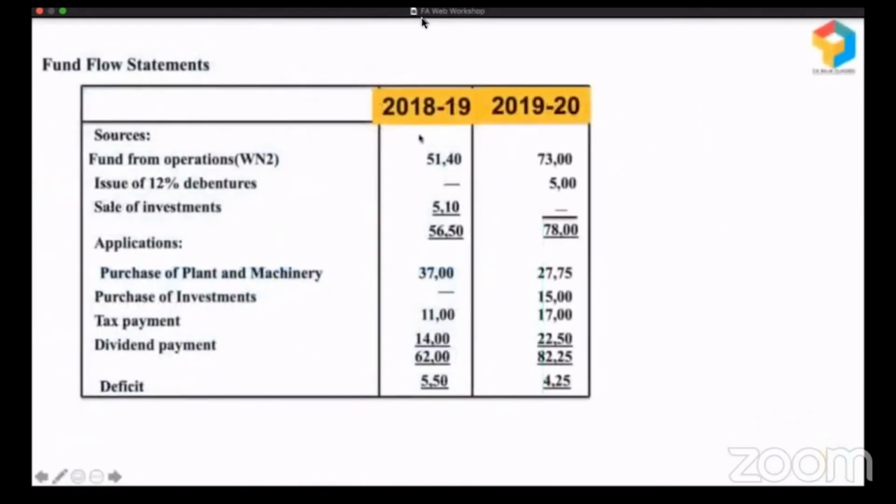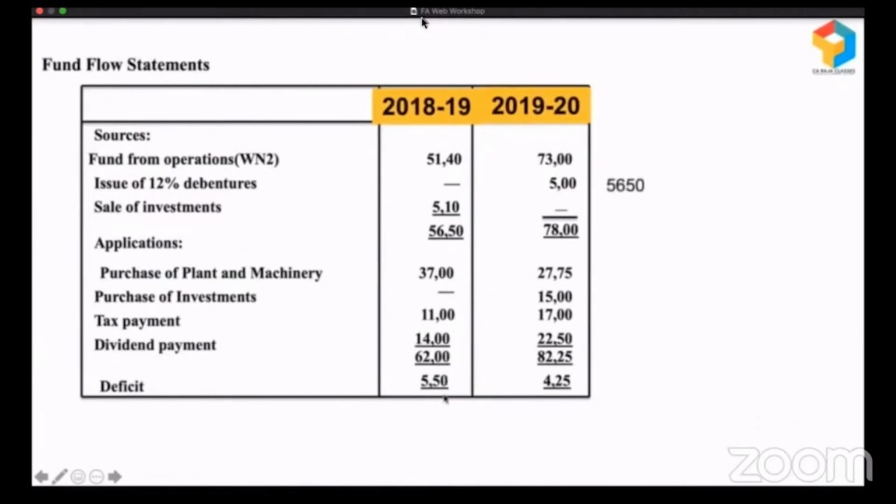Now look at this. Let me analyze this also so that you will get complete clarity about fund flow analysis. Here I'm not teaching you how to prepare a fund flow statement, but how to read it. Look, in 2018-19 they had long-term sources from operations and by selling investment of 5,650, and these are all their long-term uses. They purchased plant and machinery, they paid taxes, they paid dividend. So 5,650 was the source, 6,200 was the use, there was a deficit of 550.